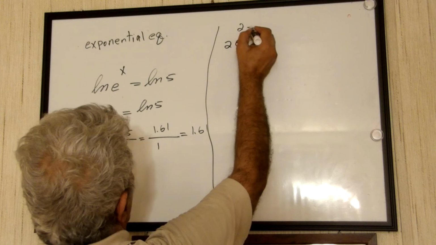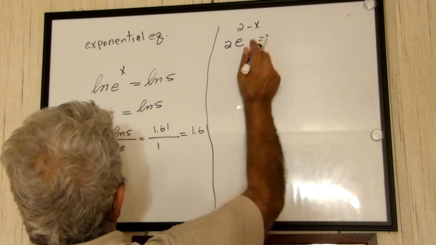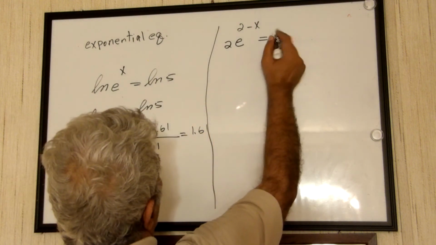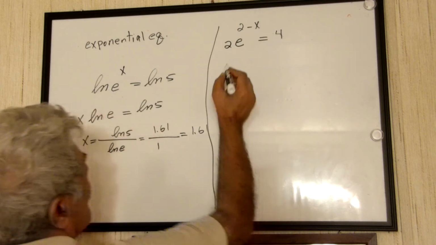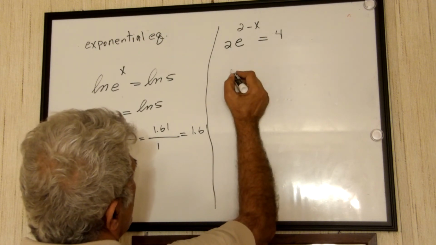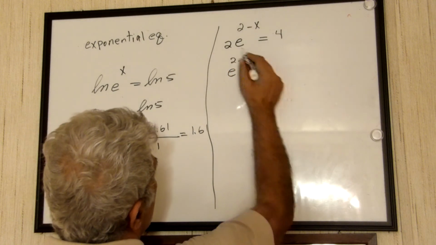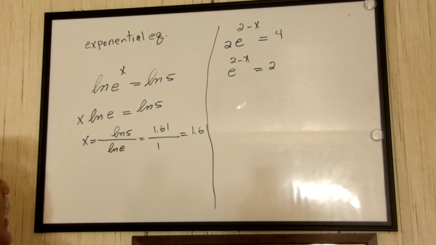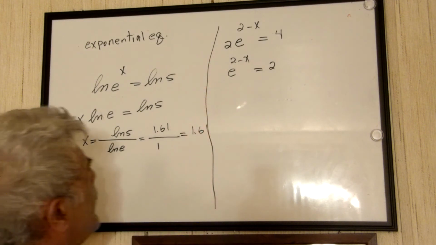e to the power of 2 minus x is equal to, let's see, is equal to 4. Okay, so we get rid of the coefficient of this one. It is going to be e to the power of minus x is equal to 2. Because we divide both sides by 2, we get rid of the coefficient.